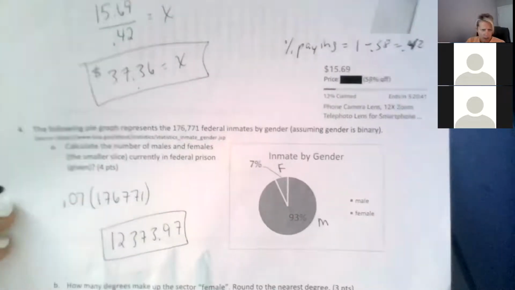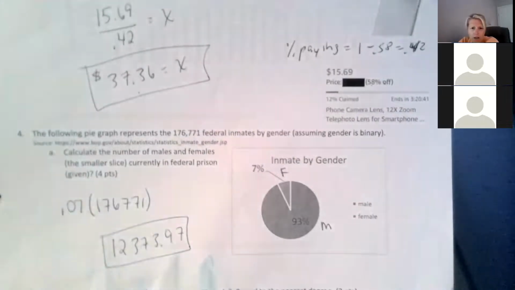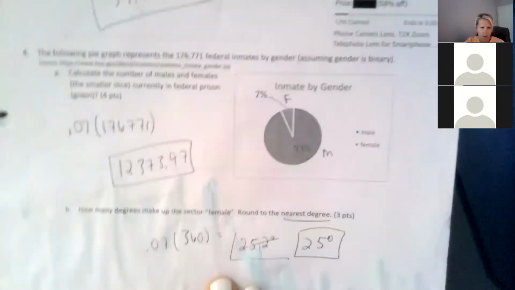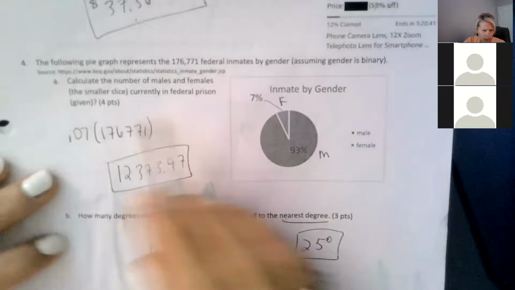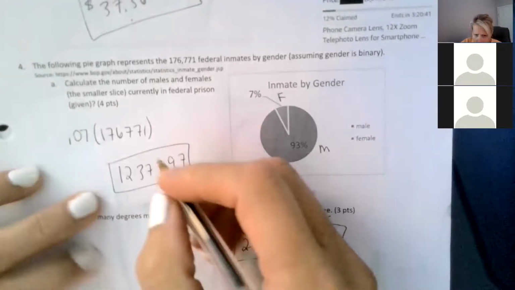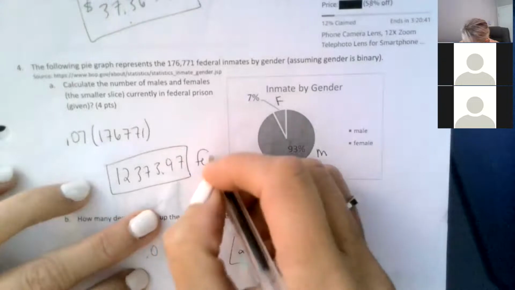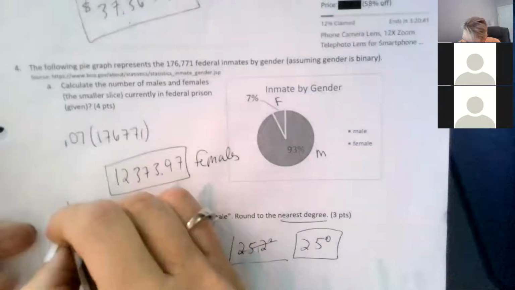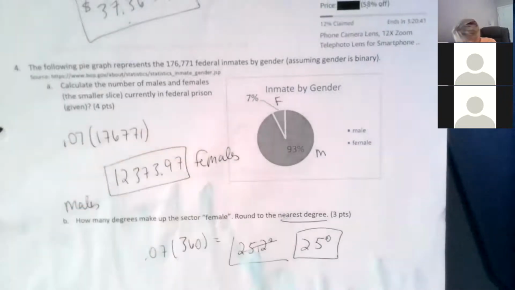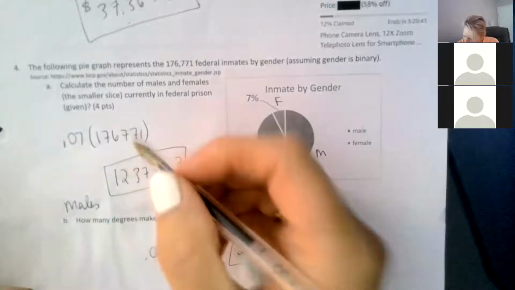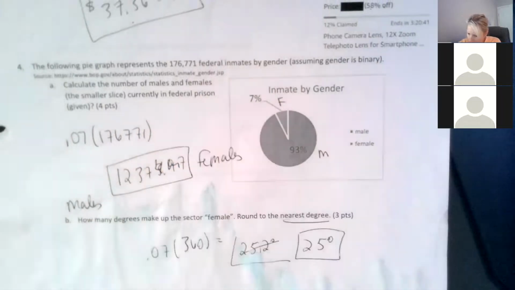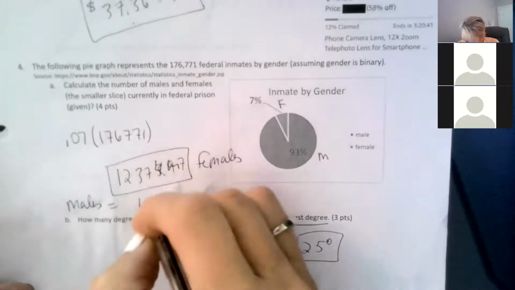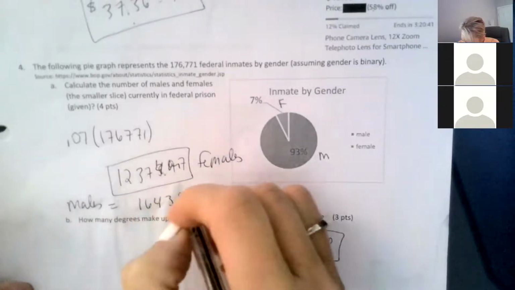The next one, many people gave me the number of the calculation of both. So this was the females. And then I forgot to write down the males. So the number of males was 176. Minus the, so we'll make this a 4, right? And so there were males was 164,397.